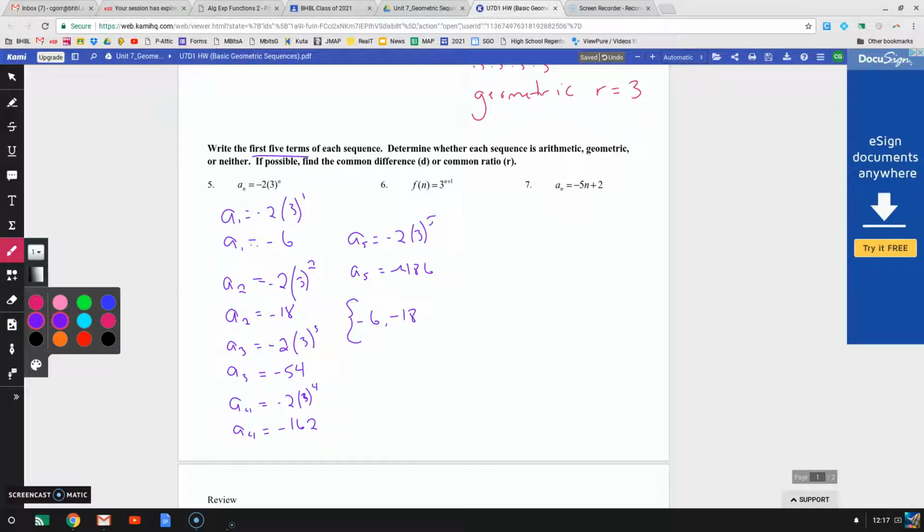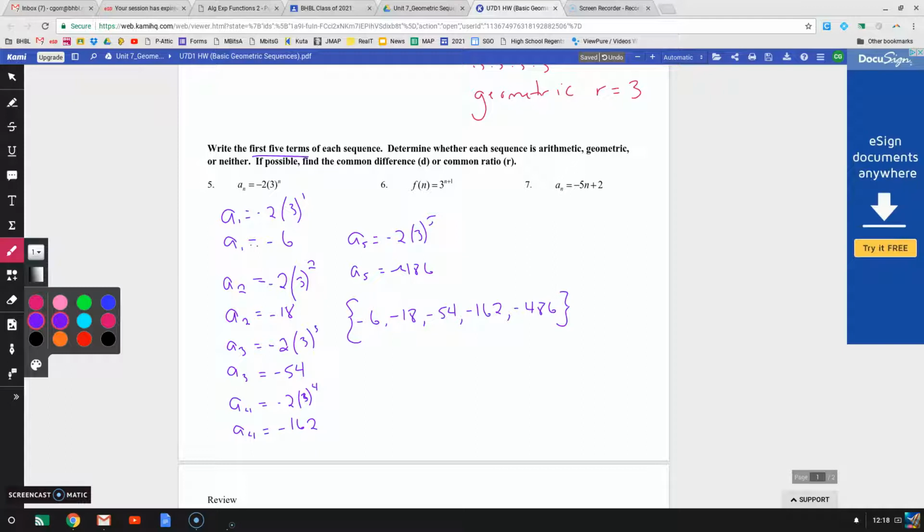-6, -18, -54, -162, -486, and with my set notation. And now I want to determine what type of sequence I have.